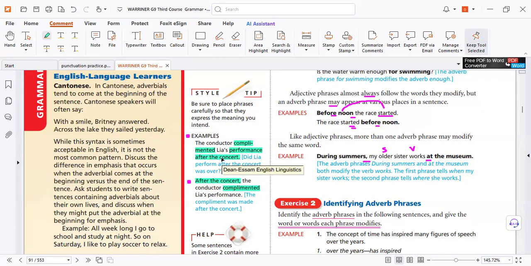Why do you keep it at the end? It's too long. We have a word before the verb and the phrase. Look, the phrase and the verb. We have this, so keep them near. After the concert, the action happened after the concert, because normally I should compliment after the performance, not the performance happening after the concert. That means the best place is at the beginning.